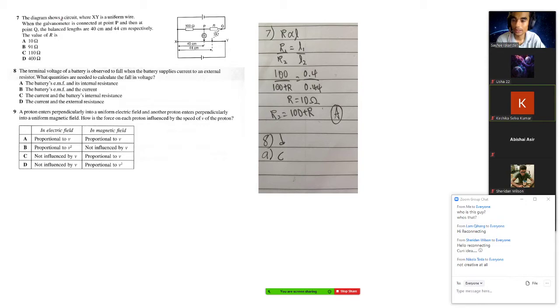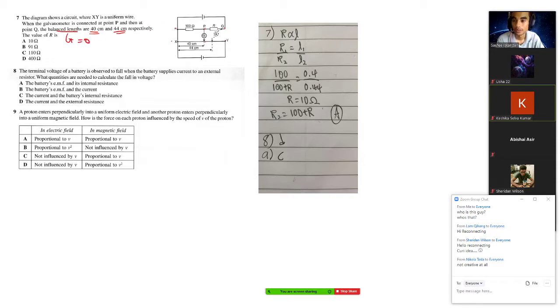So we have here the diagram, this is the answer. The diagram shows a circuit where XY is a uniform wire. When the galvanometer is connected at point P, and then at point Q, P and Q, the balance lengths are 40 cm and 44. Balance length means that the galvanometer shows zero deflection.